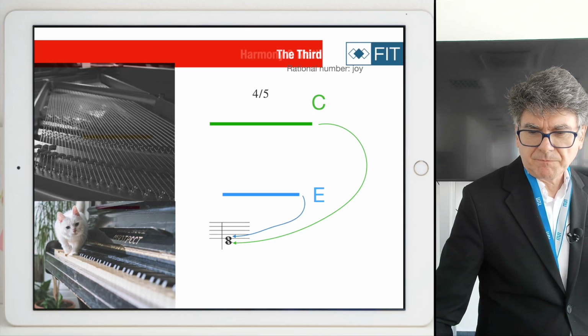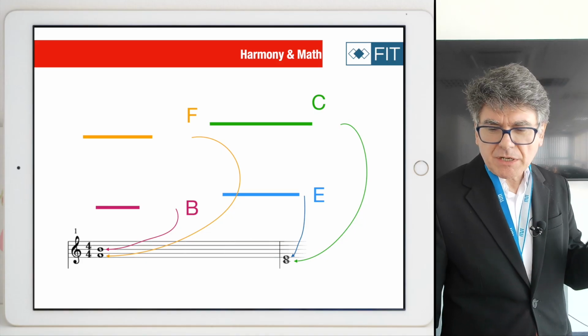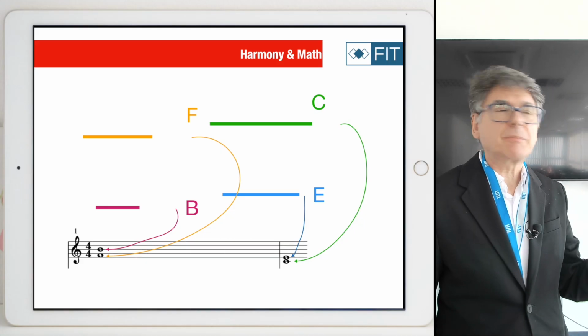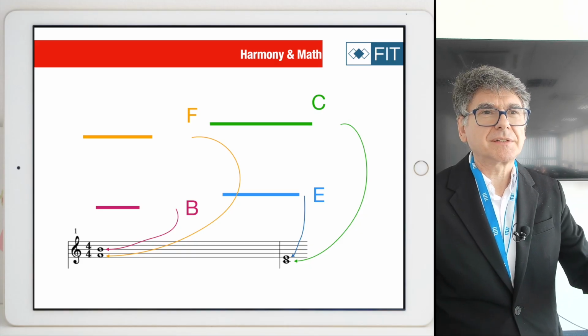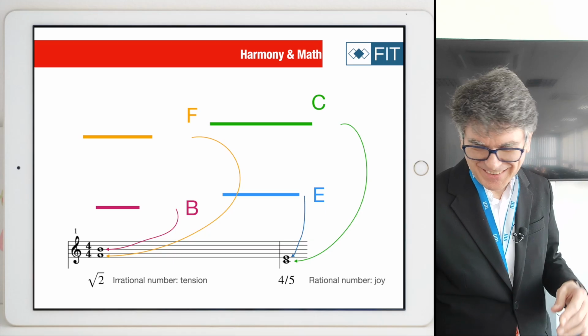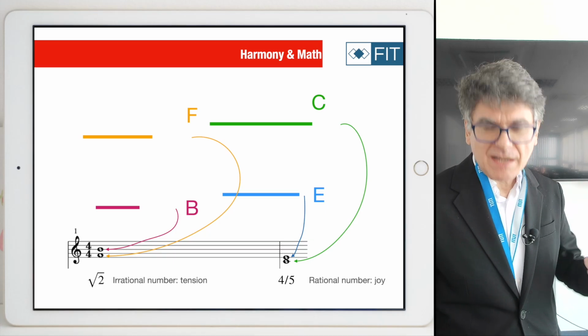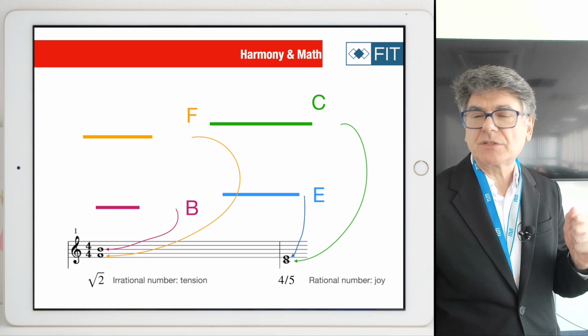So what is this? This ratio between, these are the two chords that I played. First is the square root of 2, and then it's 4 divided by 5. You have this on the website, you don't have to take a picture. One conveys tension, and the other one conveys joy, and this is well known.